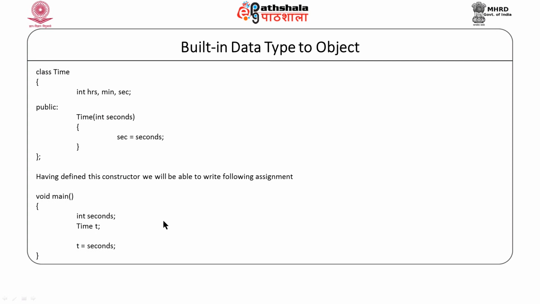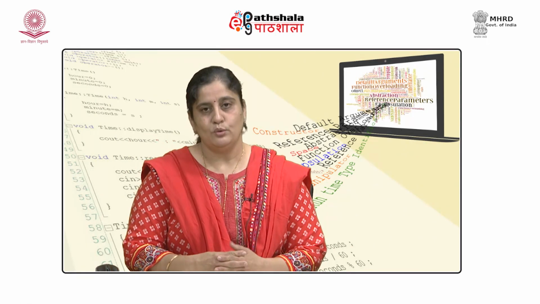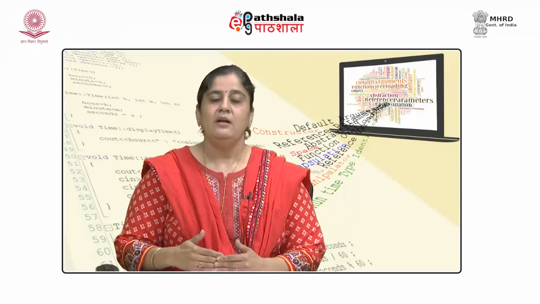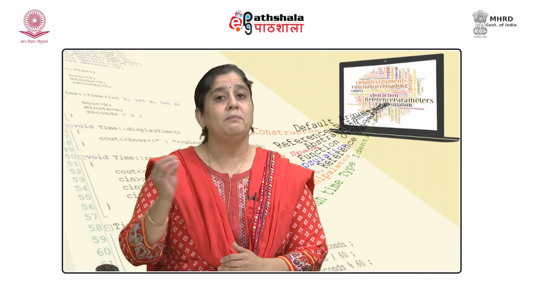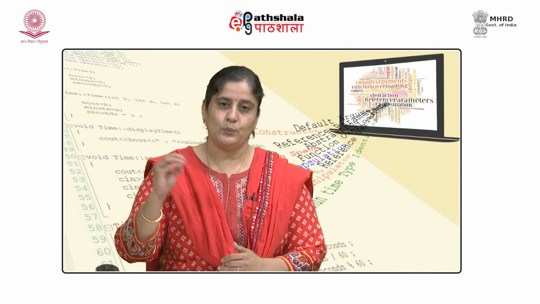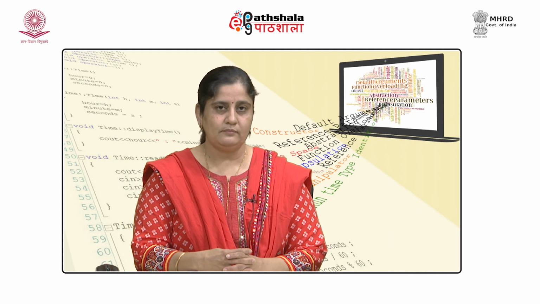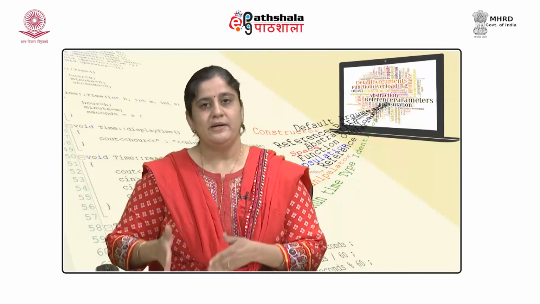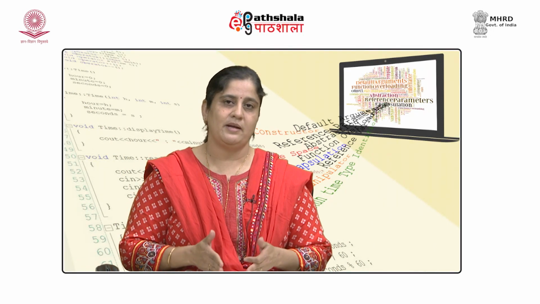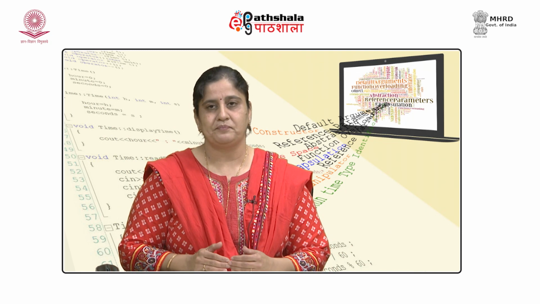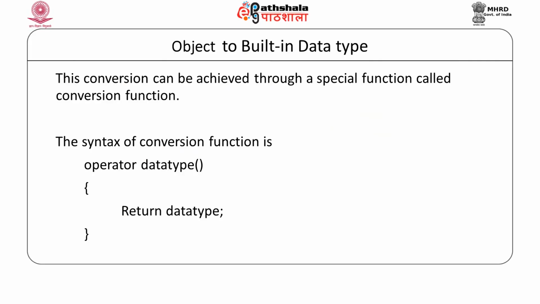So, to convert any built-in data type to an object, what we simply need to do is define in our class a parameterized constructor having a single parameter, and the type of that parameter has to be the built-in data type which we want to get converted into an object. So, to convert a built-in data type to an object type, we need to write a single parameter constructor in our class. Now, let us try to understand how to convert an object to a built-in data type. Well, this conversion cannot be achieved with the help of a constructor.